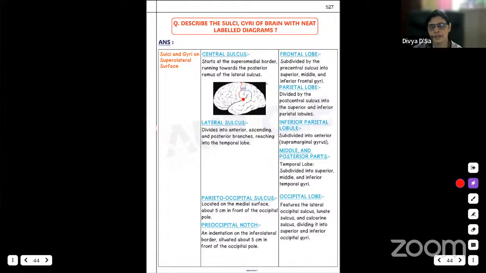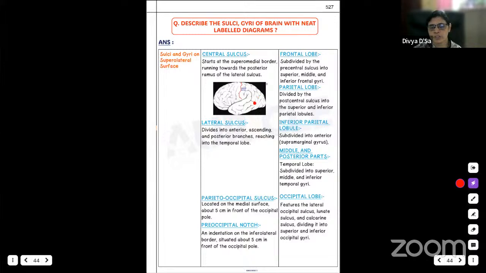In front of the central sulcus we will have the frontal lobe. Then we have the lateral sulcus. It begins on the inferior surface, from the anterior perforated substance, and comes onto this surface. Here it divides into three: the anterior ramus, the ascending ramus, and the posterior ramus. So it extends three rami.